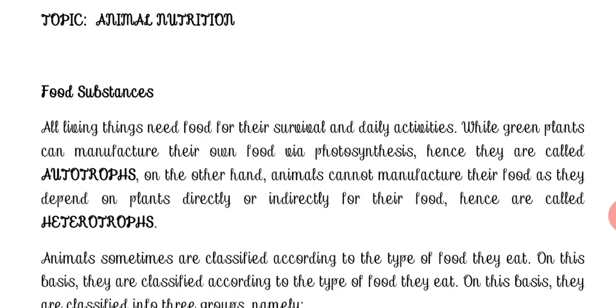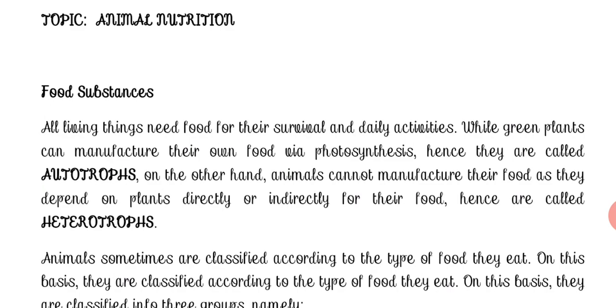Food substances. We all understand that all living things need food for their survival and daily activities. While green plants can manufacture their own food via a process referred to as photosynthesis, hence they are called autotrophs. They are called autotrophs simply because they can manufacture their own food through photosynthesis.